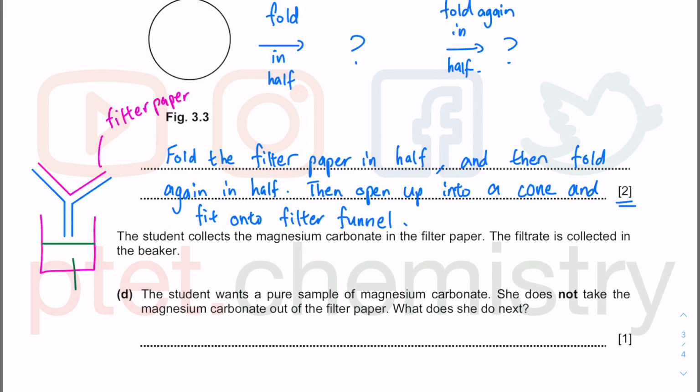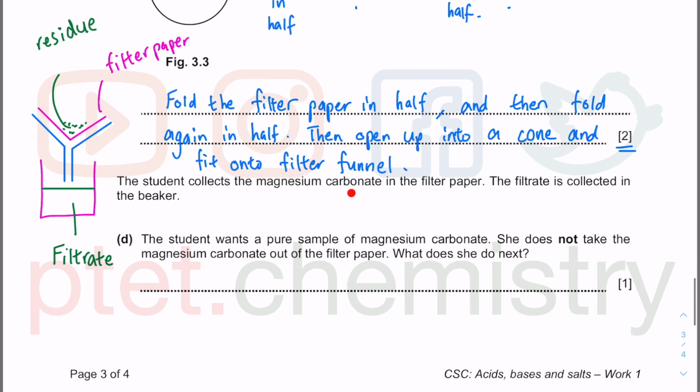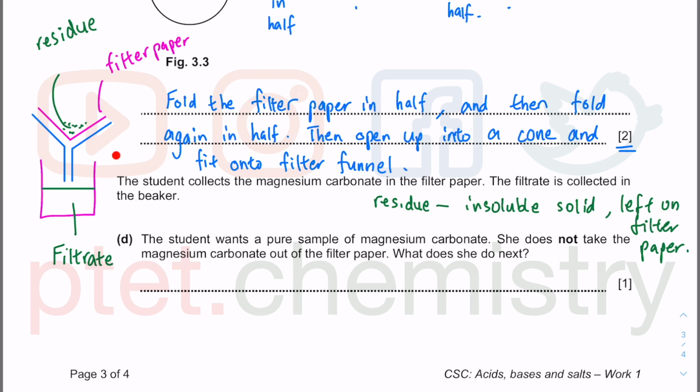So what I have there is I will collect a solution. The solution, or the liquid that passed through the filter paper, is what you call the filtrate, and then you will have solid that gets left behind on the filter paper. This is what you call residue, which is left behind solid on the filter paper. The student collects the magnesium carbonate in the filter paper. This is the residue, because the residue is the insoluble solid. The insoluble solid that you filter is left on the filter paper. That is all year 9 definition as part of separation techniques in year 9 combined science when we did filtration.